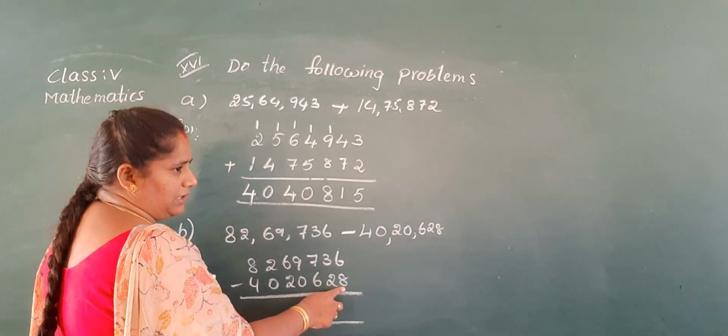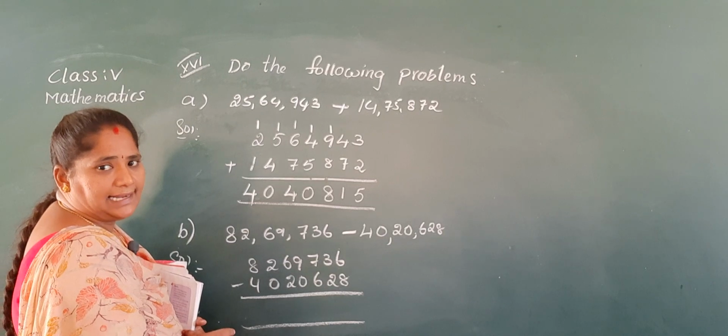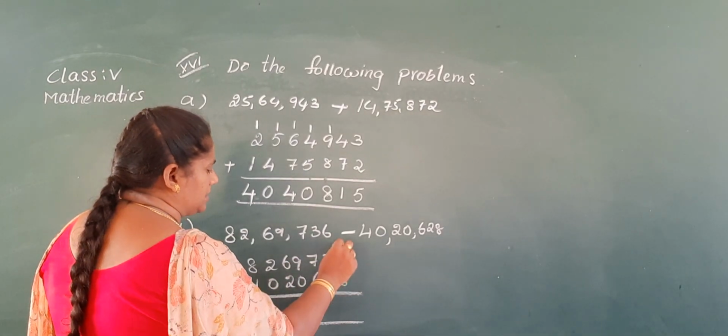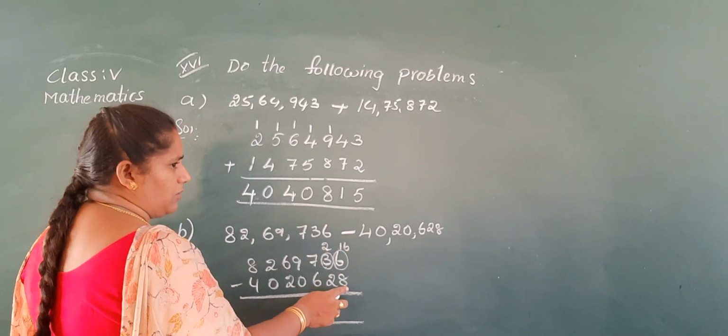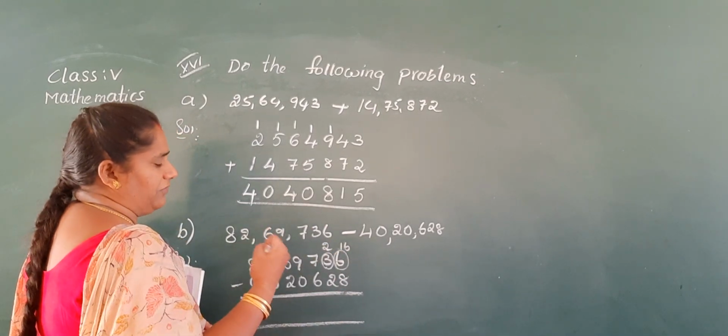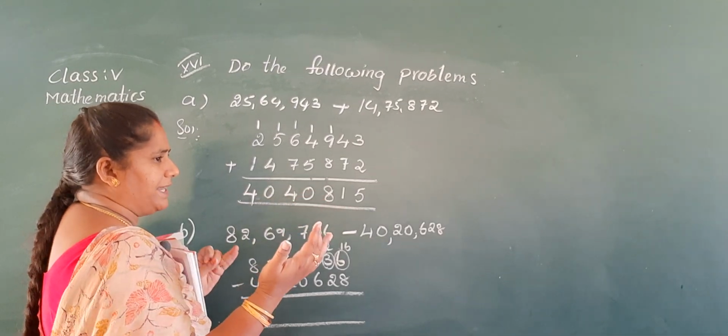First you see the down number. Here 8 is greater than 6. So we can't do it directly. So that you take borrow. 6 becomes 16. 3 becomes 2. Now start the counting from 8 to 16. 8 after 9, 10, 11, 12, 13, 14, 15, 16.